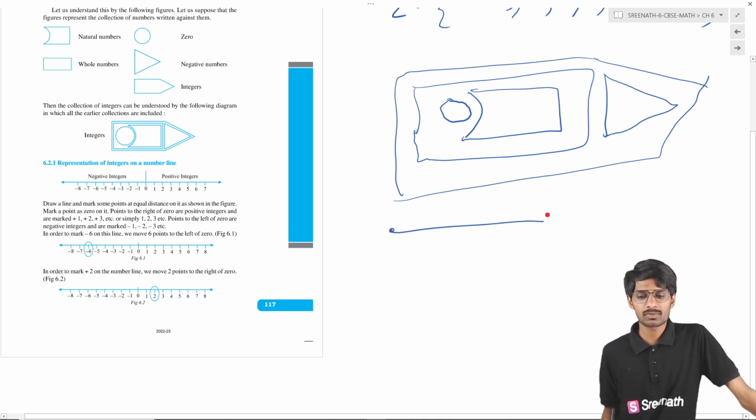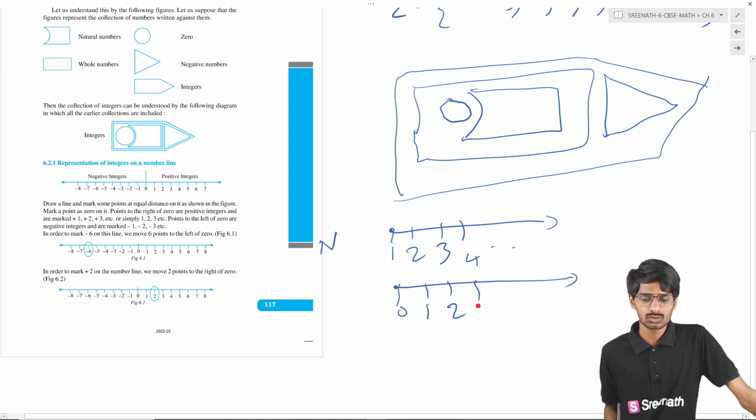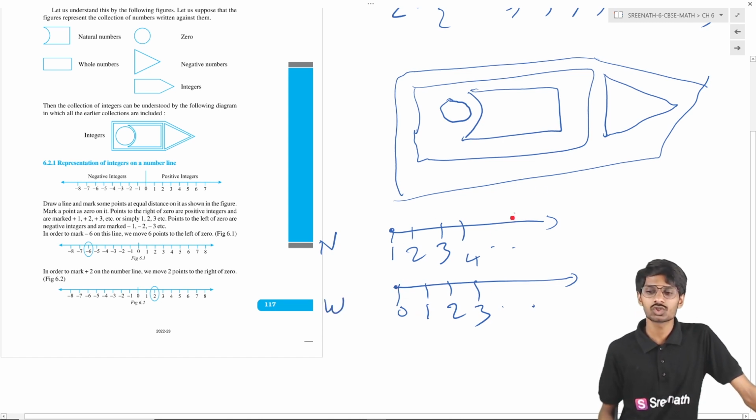So basically, how will we represent natural numbers, that is 1, 2, 3, 4 and so on? These are natural numbers. How do we represent whole numbers, that is 0, 1, 2, 3 and so on? These are the whole numbers. So 0 is the middle, and to the right of the 0 there will be positive numbers.